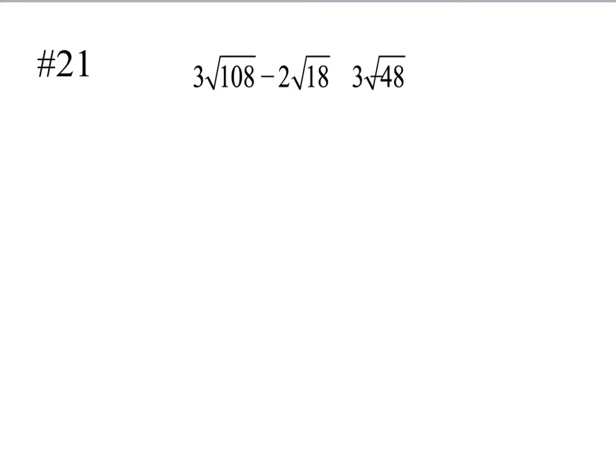Okay. All right, number 21. So let's check to make sure it's the right question. 3 square root of 108 minus 2 square root of 18. And this is a minus 3 square root of 48. Okay, so none of those are perfect squares. So we're just going to have to start simplifying.